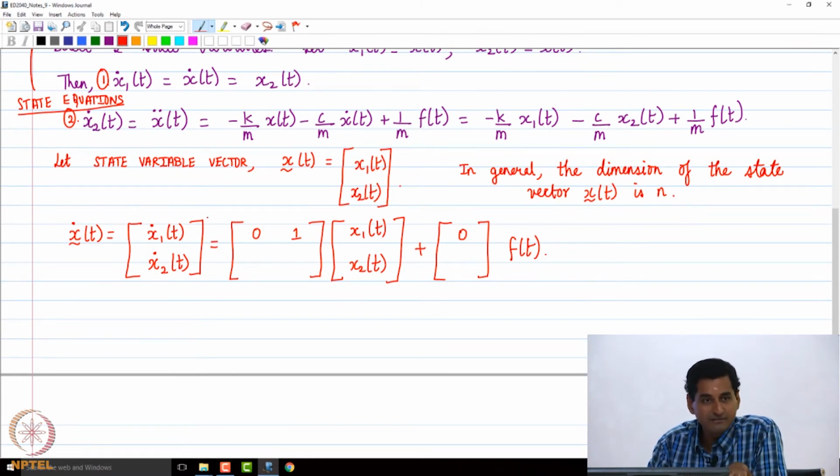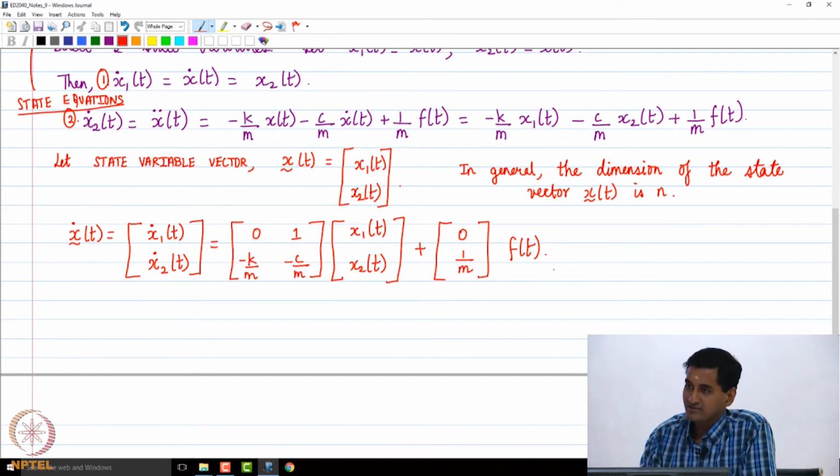We do, right. So, the row 0 1 multiplies the column x1 x2, you get x2, and 0 multiplying f anyway will not contribute anything additional. So, we are getting the first state equation, okay. So, then how will I get x2 dot? I can rewrite this as minus k by m, minus c by m, and 1 by m. If I do this, can I get the second equation? I do, right. You multiply the second row with the column state vector and then 1 by m multiplies f of t, you get the second equation, okay.